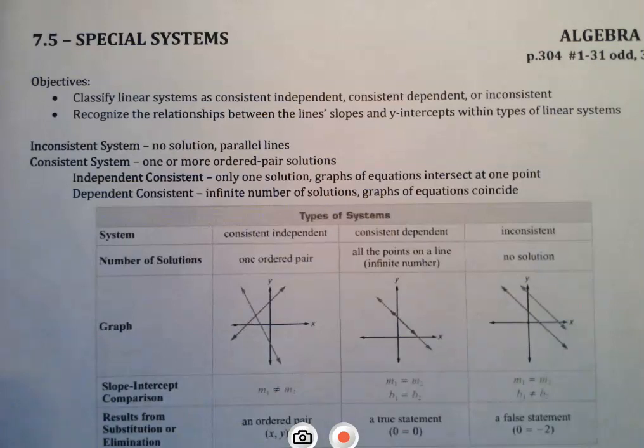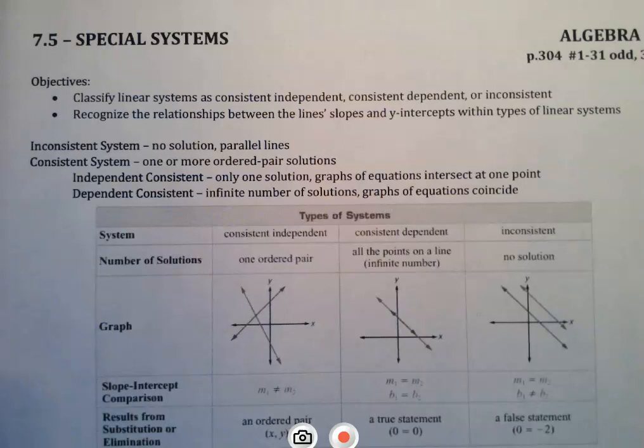All right, so today we're doing special systems. We're going to classify our linear systems. All of our systems can be classified as consistent independent, consistent dependent, or inconsistent. So it's just a classification system today that we're talking about. And we want to recognize the relationships between the slopes and the y-intercepts within the linear system.